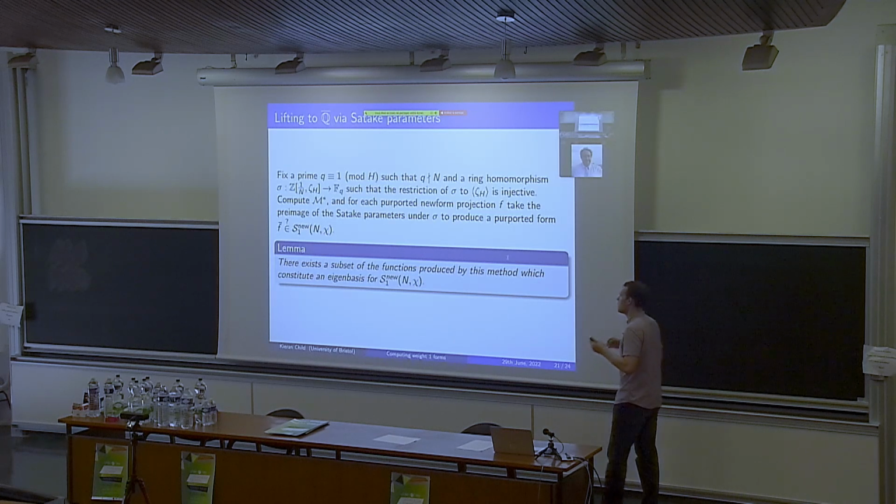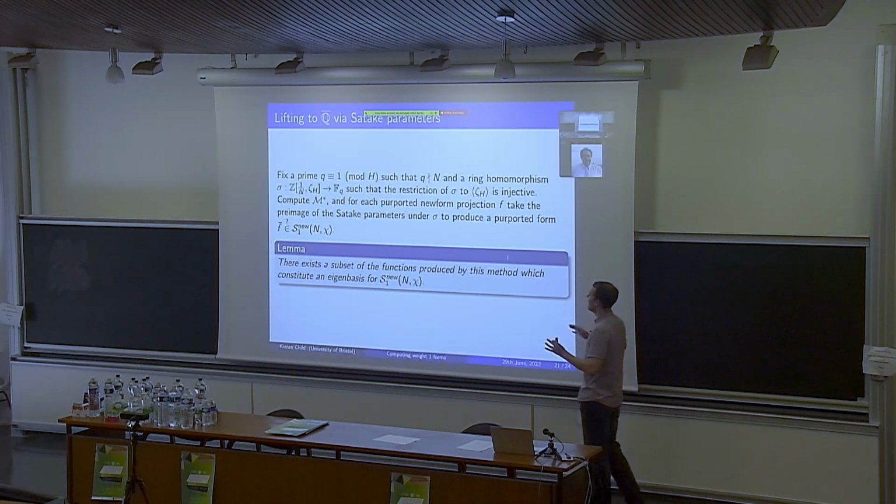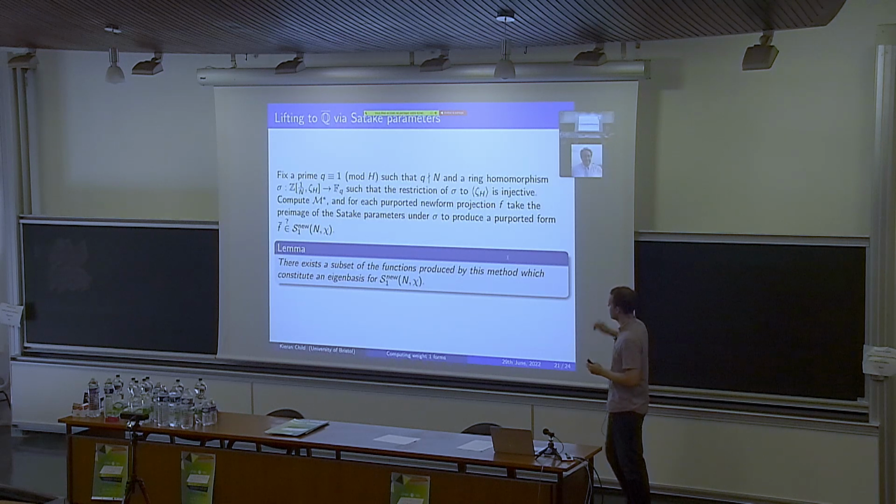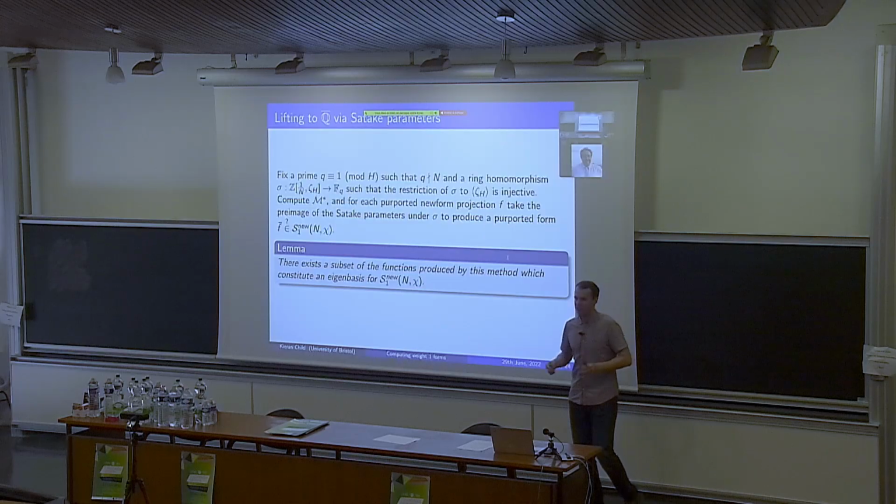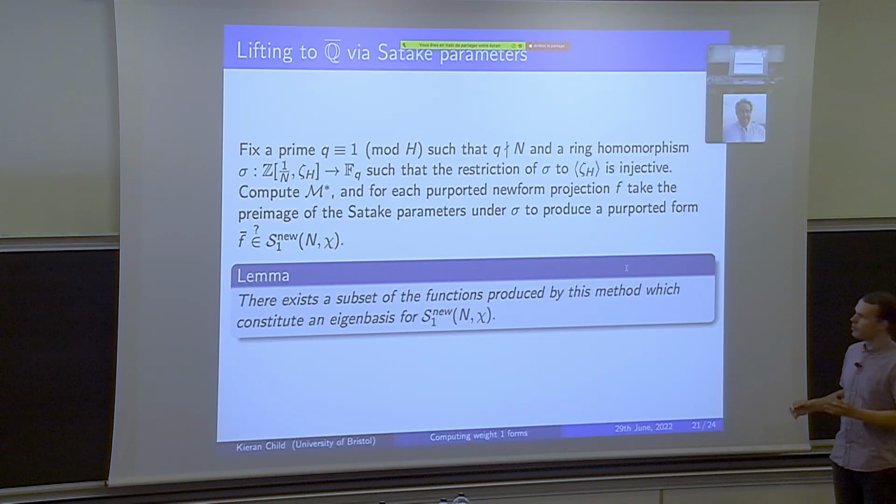So there exists a subset. It's not necessarily exactly the same, but there exists a subset of the functions produced by this method, which are the eigenbasis that we were after. Why is this so much better than before?